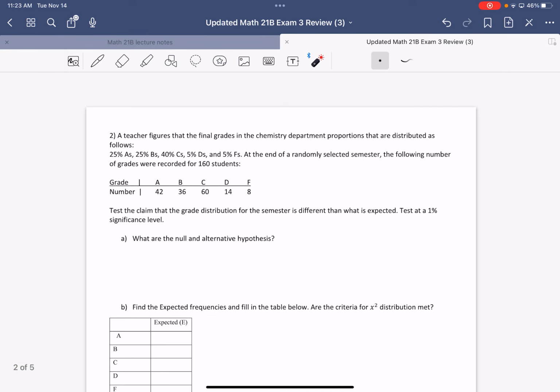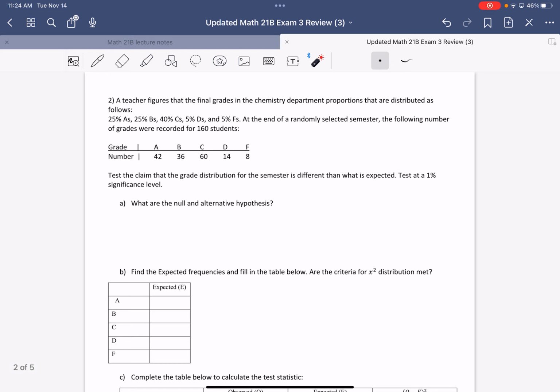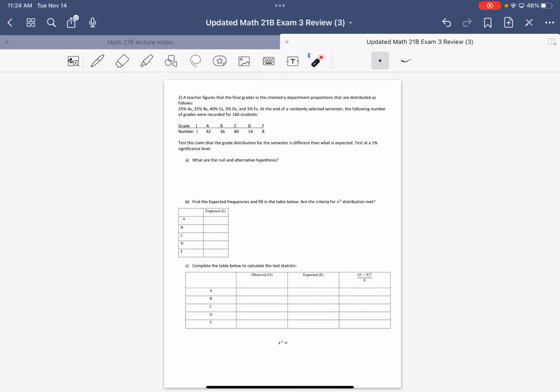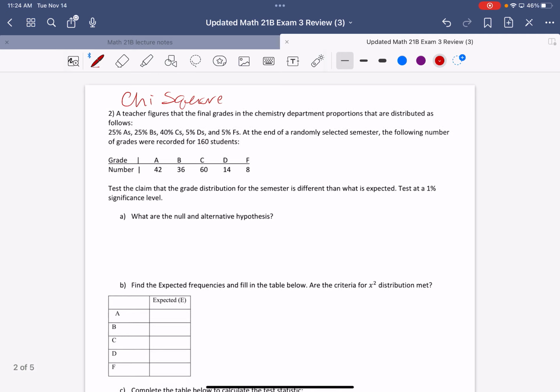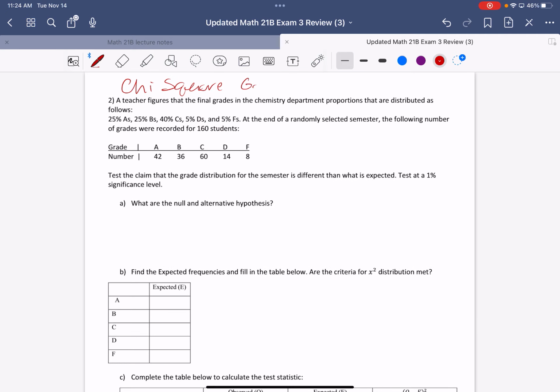Okay. So, first, again, it's not asking for it, but what type of test is this? Goodness of fit. Chi-square goodness of fit. Good. Chi-square test. Well, that's square. It's very poorly written. Chi-square goodness of fit.